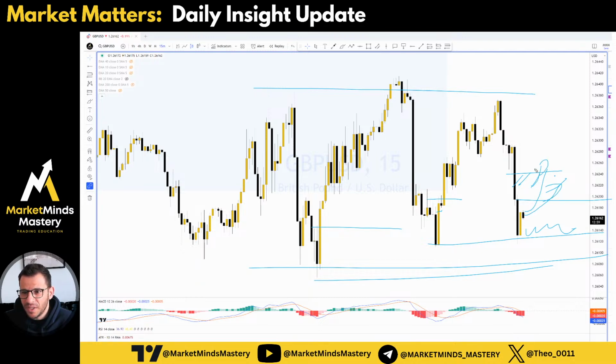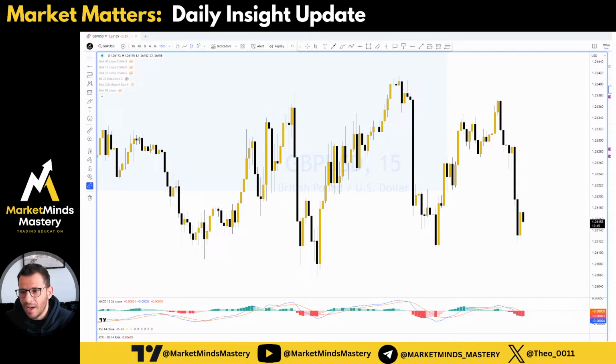If it proceeds and continues moving upwards, then this area here might be filled. Okay, but again, the momentum is to the downside. The volume is heavily pointing downwards. So let's see what's going to happen afterwards.